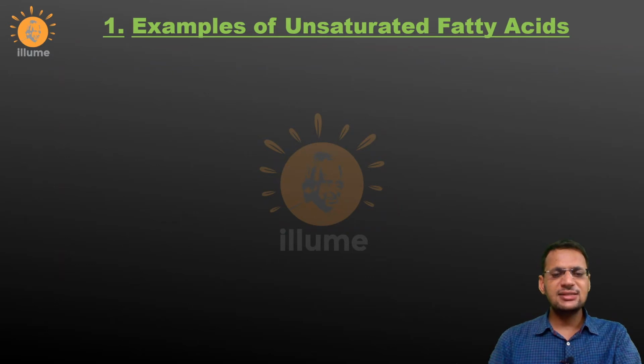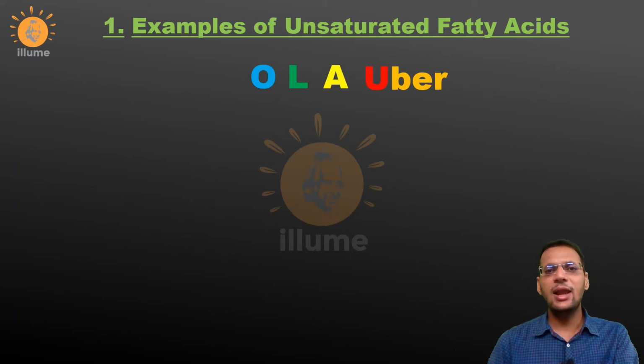Now to remember the examples of unsaturated fatty acid, you just need to remember about Ola and Uber. What? Ola and Uber. We very well know these are two taxi applications by which we can call car taxis, and we can go wherever we want to. So by remembering Ola, Uber, we are remembering basically the examples of unsaturated fatty acids.